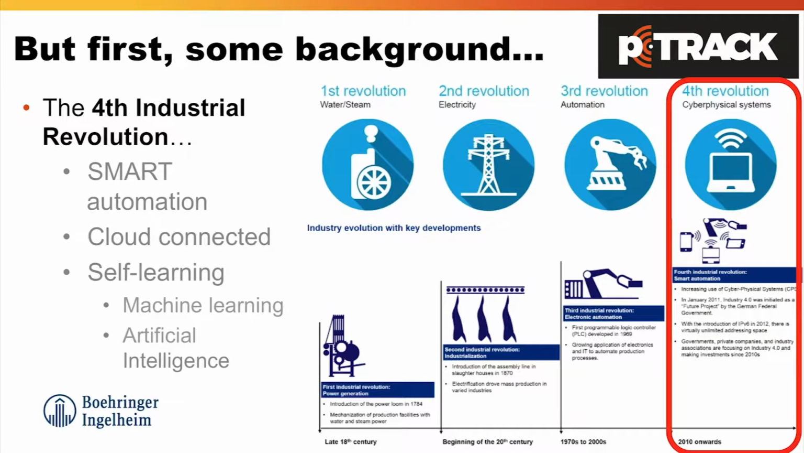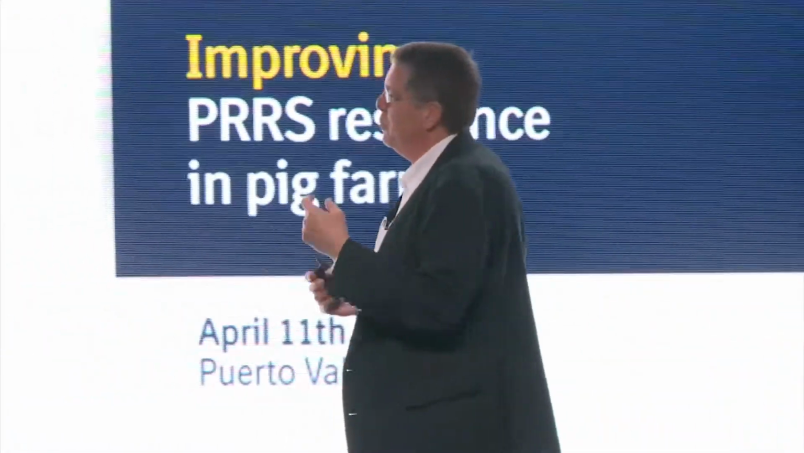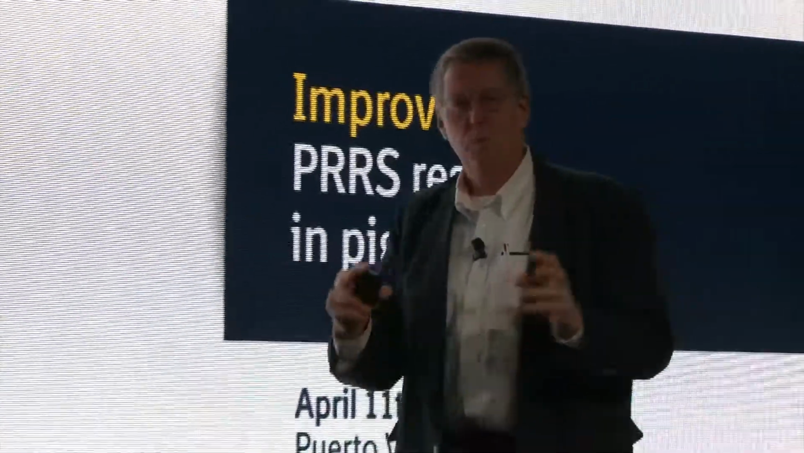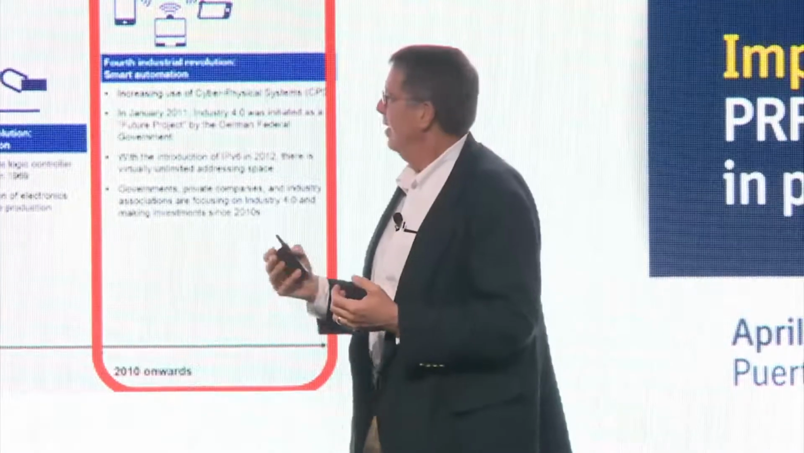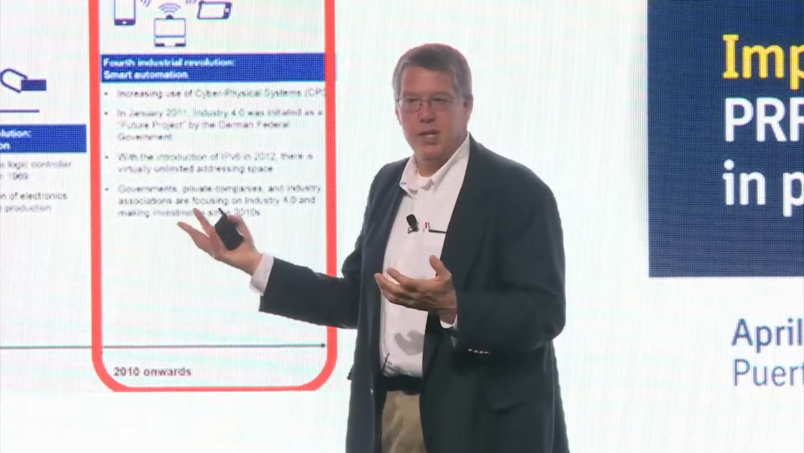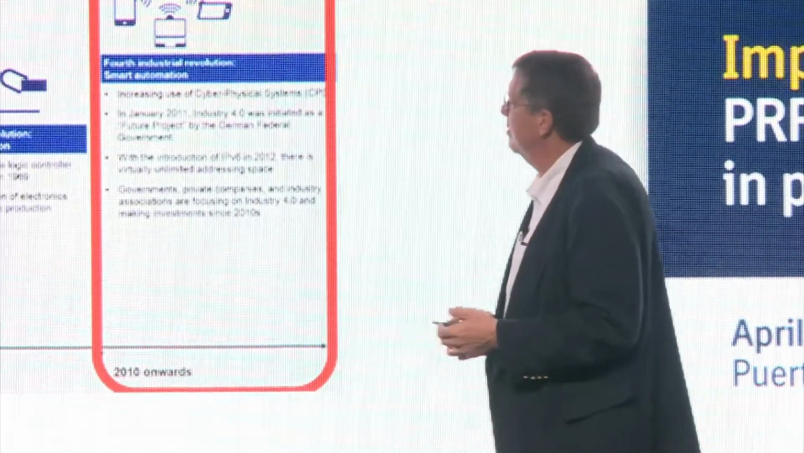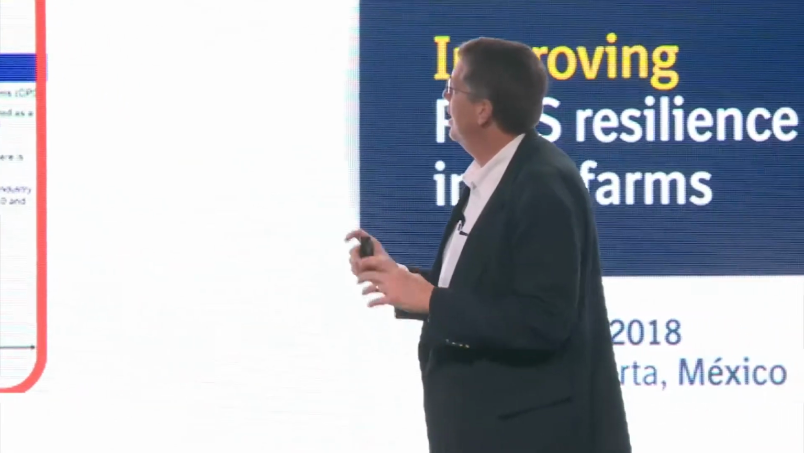Some context and background for PTrack. We'll start here. Over the last several centuries, we've gone through various industrial revolutions. We're currently in what would be called the fourth industrial revolution. The fourth industrial revolution is made up of smart automation, cloud connectedness, and what we'll call self-learning. And when we say self-learning, it's not us learning. It's the machine learning through a process of artificial intelligence. So that's what's called the fourth industrial revolution.